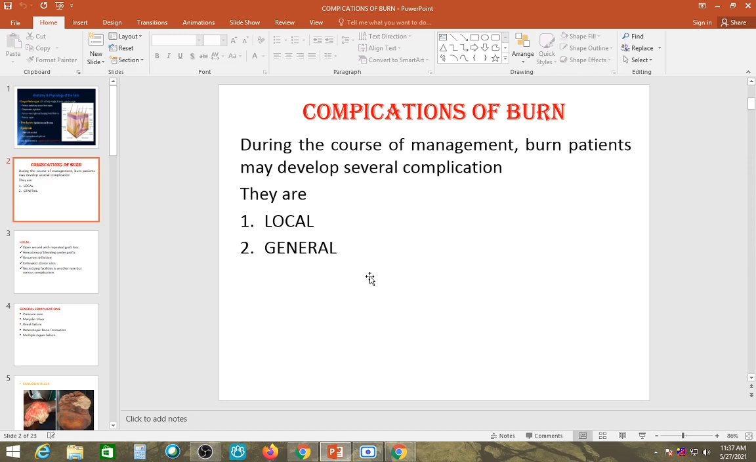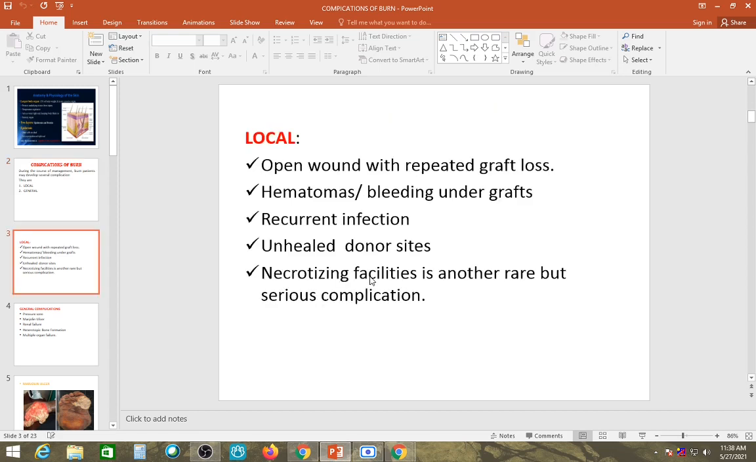As per the book, I have taken this from Dr. Sima Rekha Devi's book. This is very simple, and she is practically practicing in the hospital, and she has divided the complications into local and general. If you want to read from other books, no problem, and you can take the concept from this slide also. So complications of burn are divided into local and general. First of all, we will discuss the local complications. Open wound with repeated graft loss. Why is there repeated graft loss?